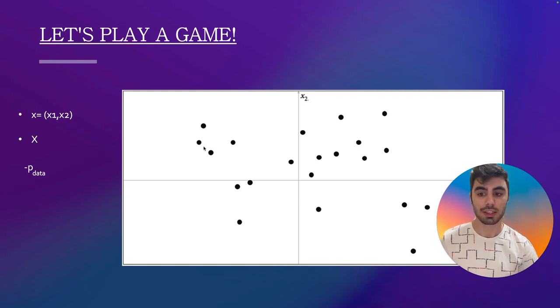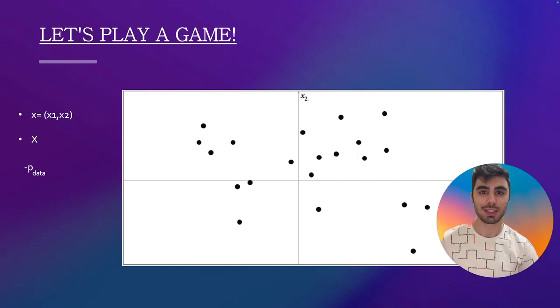Each point is our observation, and we call all the points capital X. So this point, as you can see with my mouse, is an observation, and this one is also an observation. But all the points together are capital X, okay? And this is our P data.